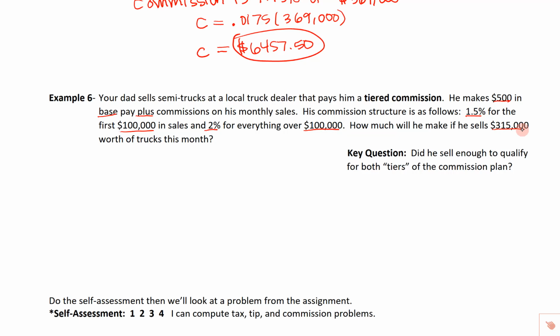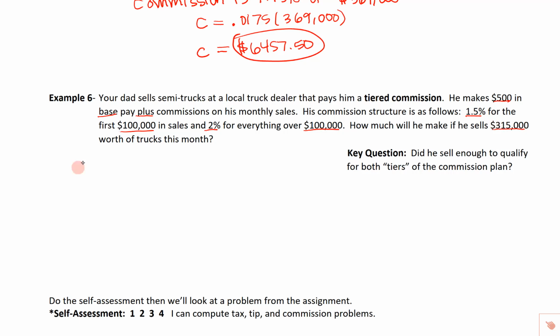Okay, the key question here is, did he sell enough to qualify for both tiers? So he's got a base pay. He always has this $500. And then the first one is 1.5% for $100,000. So he definitely got that since he sold $315. And then 2% for everything over $100,000. Again, this $315 is over $100,000. So he definitely made both tiers.